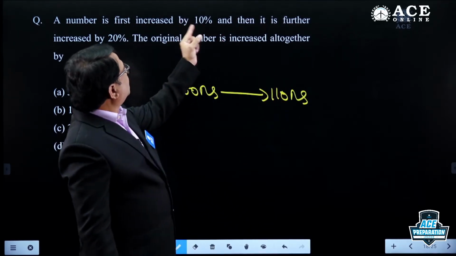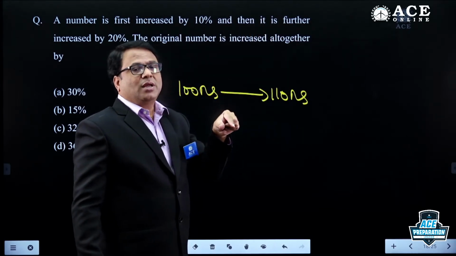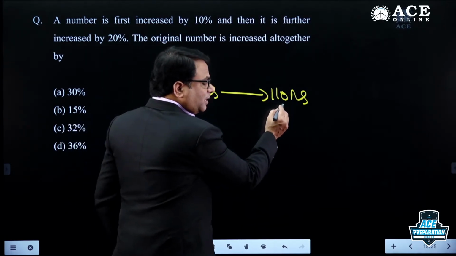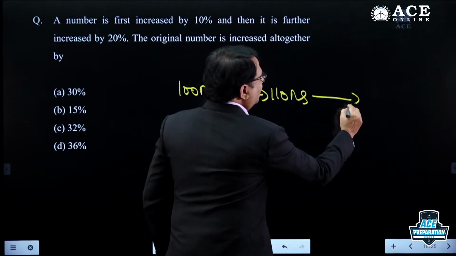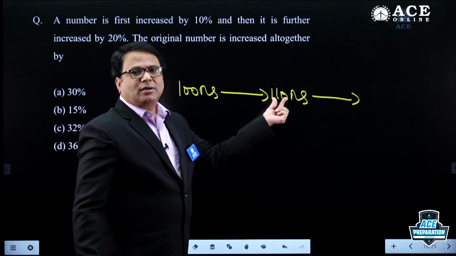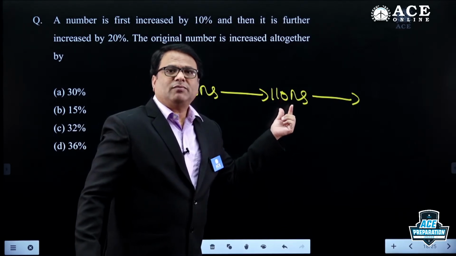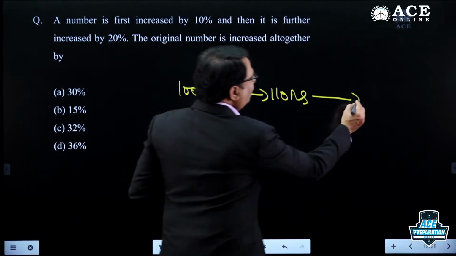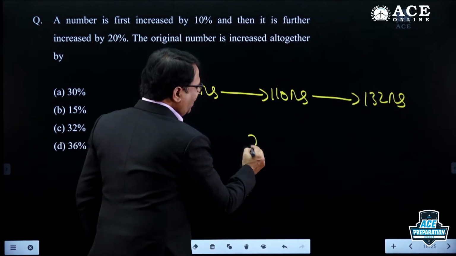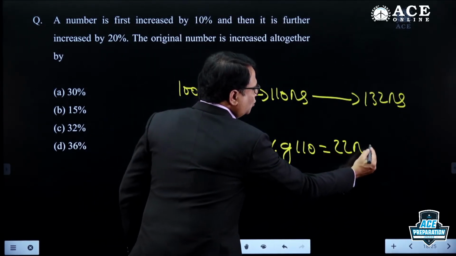Because clearly see, and then, he is using the word then. So the second increase of 20% is not on this 100, it is on the new number. So this 20% increase should be on this. Now 20% of 110. What is 10% of 110? 10% of 110 is 11. When 10% is 11, 20% will be how much? 22. So 110 will become 132 rupees. You can calculate 20% of 110: it is 22 rupees.